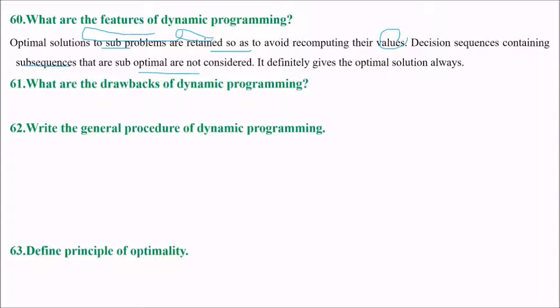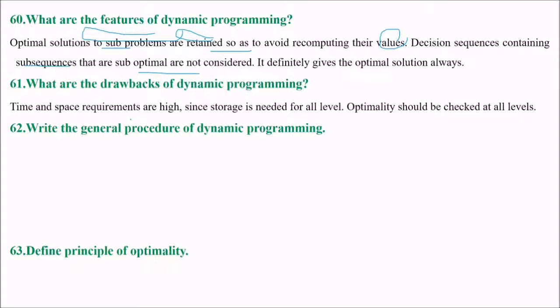What are the drawbacks of dynamic programming? Time and space requirement of dynamic programming is quite high, since storage is needed for all levels and optimality should be checked at all levels.